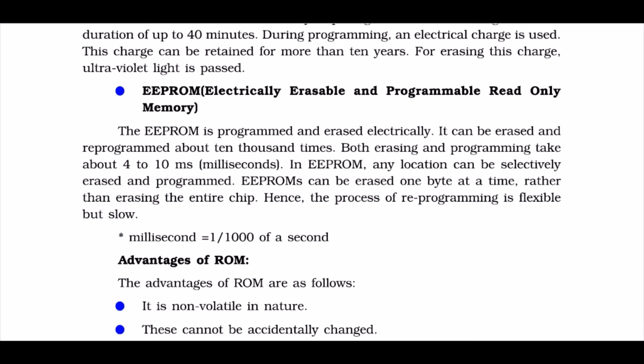In EEPROM, any location can be selectively erased and programmed. If you want, for your choice, you can erase any part of the ROM. You don't have to erase all of it. It can be erased 1 byte at a time, the smallest unit, rather than erasing the entire chip. Now what is a millisecond? It's 1 by 1000 of a second.